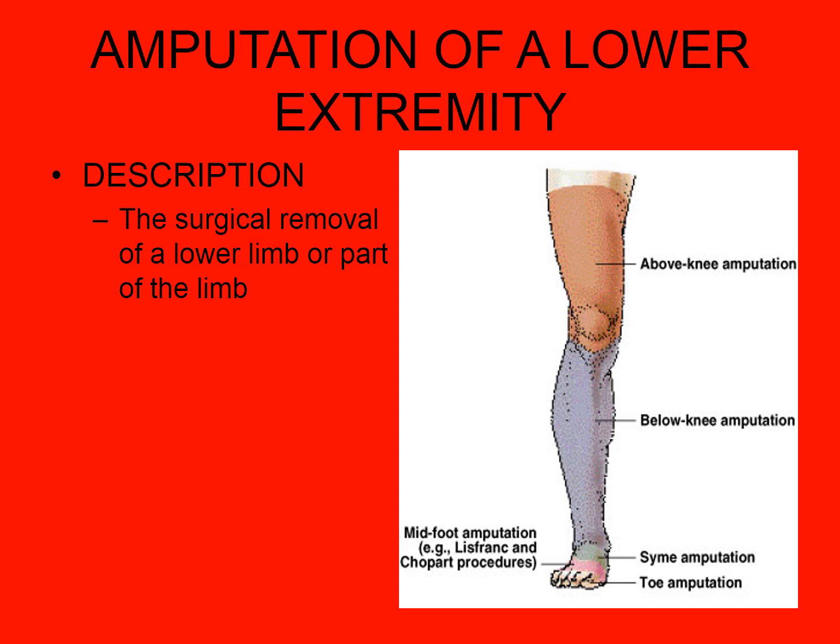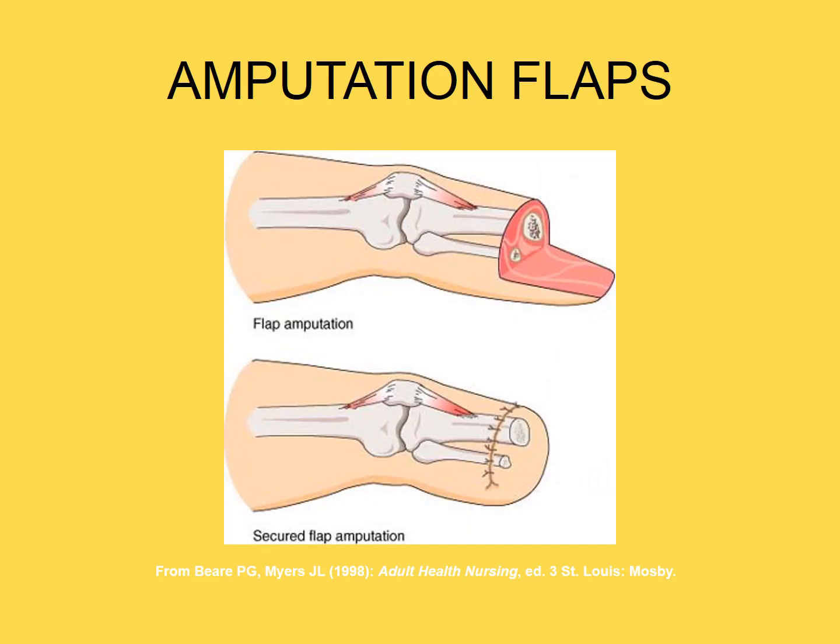So amputation of a lower extremity is pretty much the removal of a lower limb or part of the limb. So this picture shows you how it's done. So the amputation, the flap amputation, and then a secured flap.